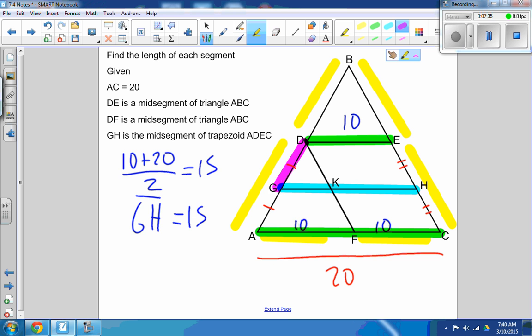Now we notice here we've got a triangle. GK is the midsegment of that. So GK is 5. Well, if the whole length of GH is 15 and GK is 5, KH is 10. And there we go. And that is the end of this section.